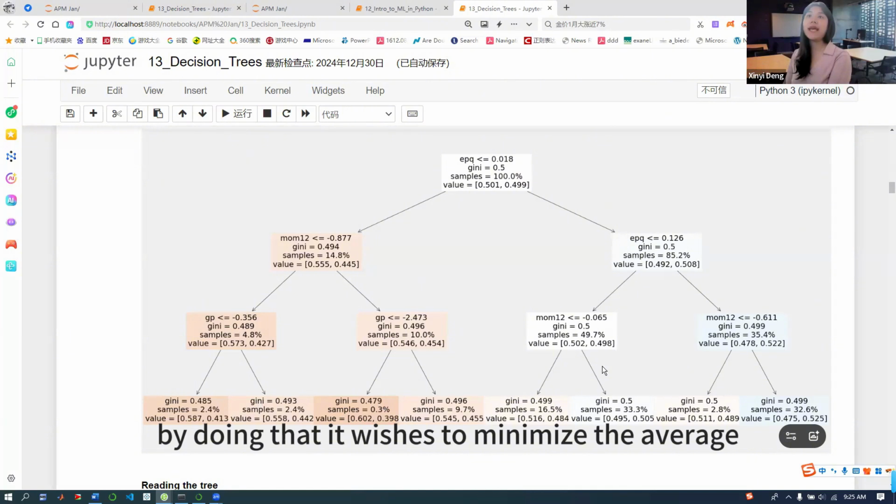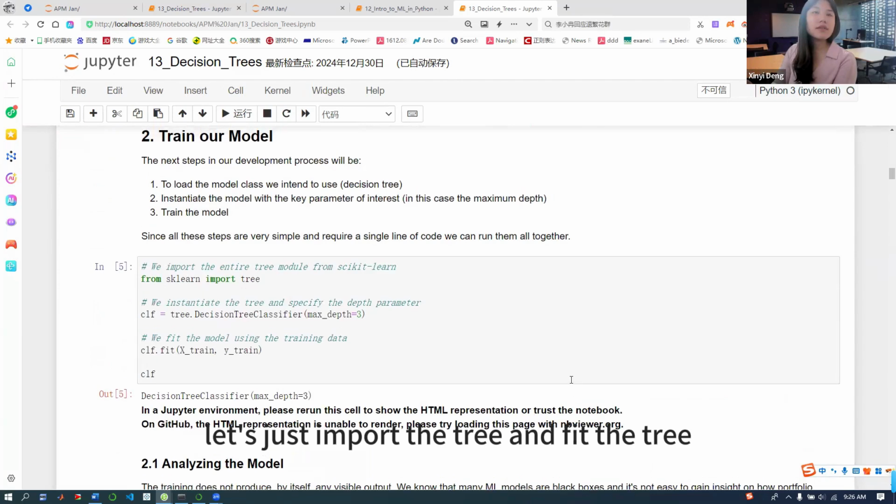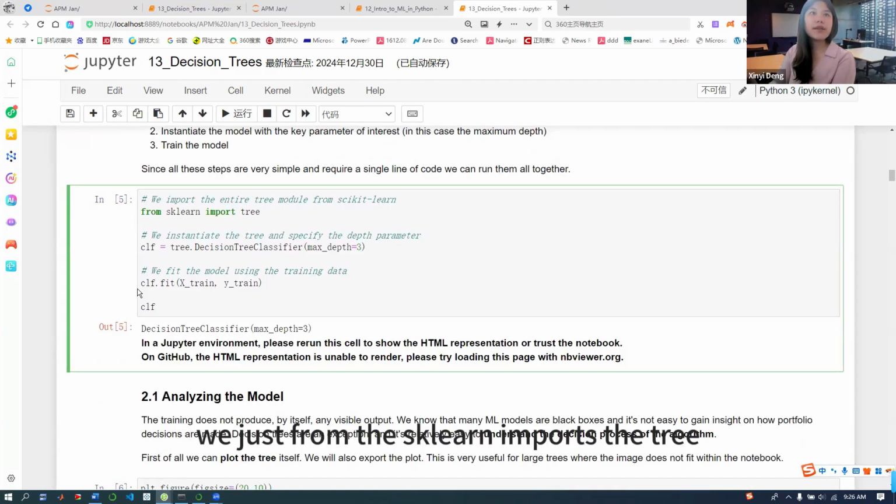By doing that, it wishes to minimize the average impurity of all the subsets. So hopefully that makes sense. Now let's just import the tree and fit the tree. So we just import tree from sklearn. That's actually the entire tree module.